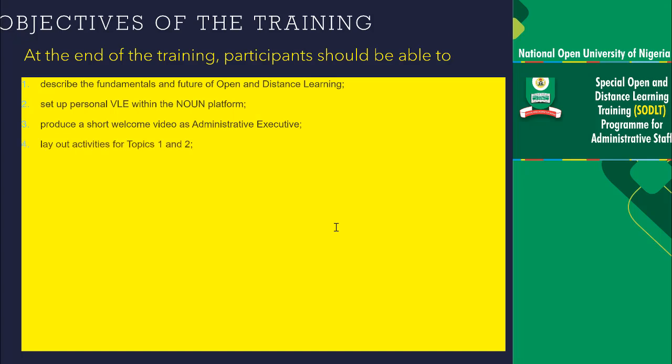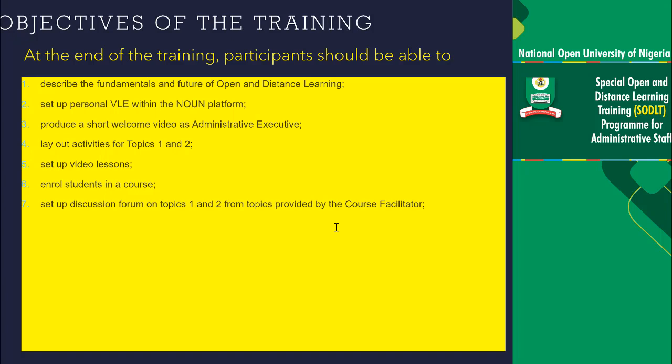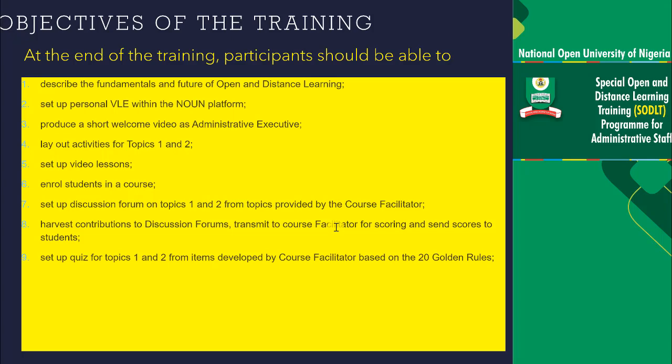Lay out activities for topics 1 and 2. Set up video lessons. Enroll students in the course. Set up discussion forum on topics 1 and 2 from topics provided by the course facilitator. Harvest contributions to discussion forums and transmit same to course facilitator for scoring and sending of the scores to your students. Set up quiz for topics 1 and 2 from items developed by the course facilitator based on the 20 golden rules. Harvest scores for quiz on topics 1 and 2.